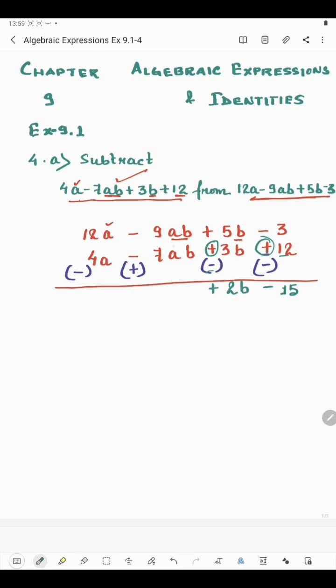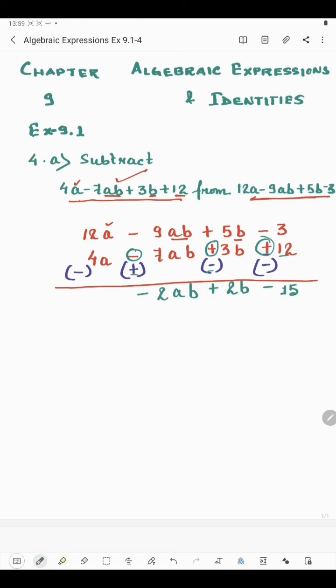Okay, now here we have minus 9ab and plus 7ab. We will not consider this sign because this has been changed into plus sign. Okay, so plus minus minus, so 9 minus 7 is 2ab. Okay, and here 9 is greater than 7, so we will have to put the sign of 9, which is negative, so it will be minus 2ab.